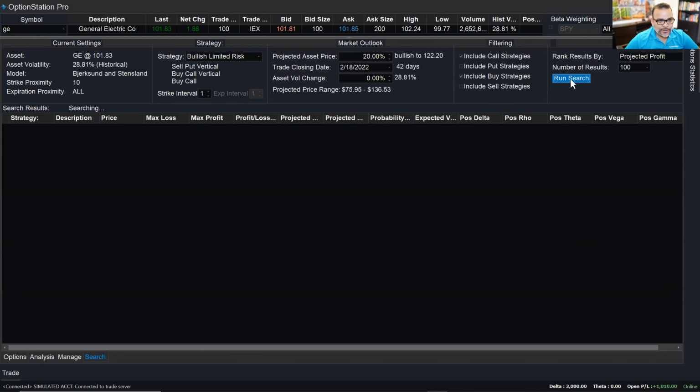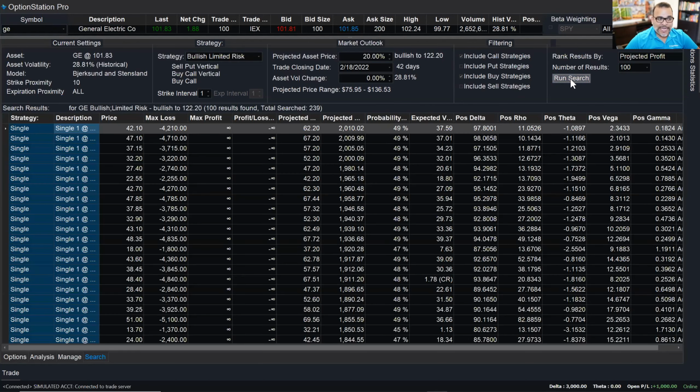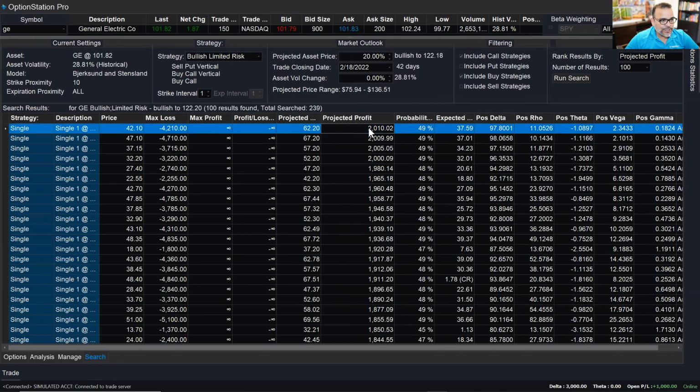I'm going to run the search, and notice within seconds, this search is providing me information on what it thinks is the best position to trade based on the market outlook. Now, of course, the one at the very top is the one that provides the most projected profit. Let me open up this column. This is projected profit right here. Notice that the one at the very top has a projected profit of $2,010.